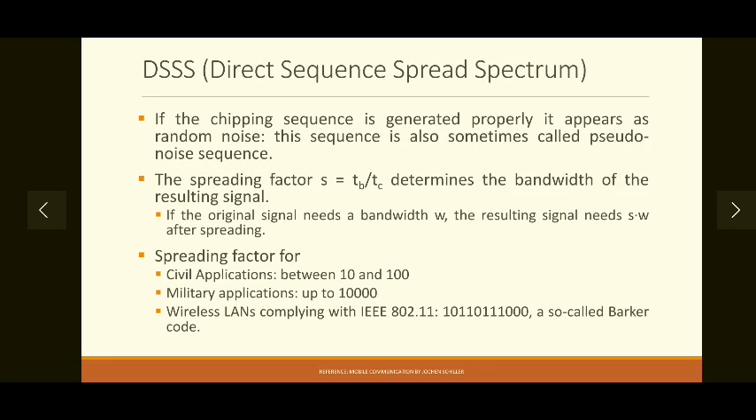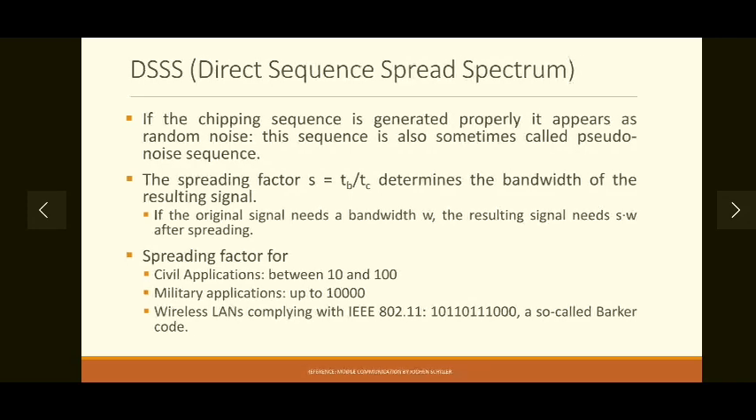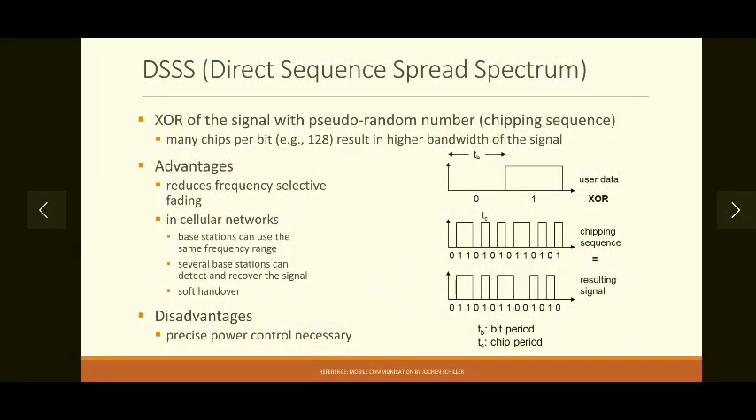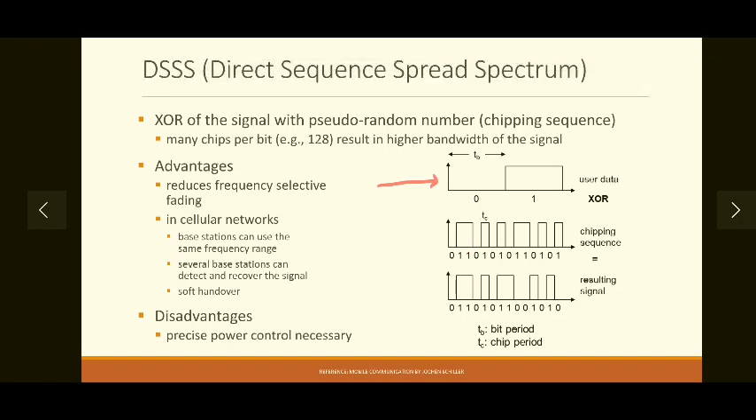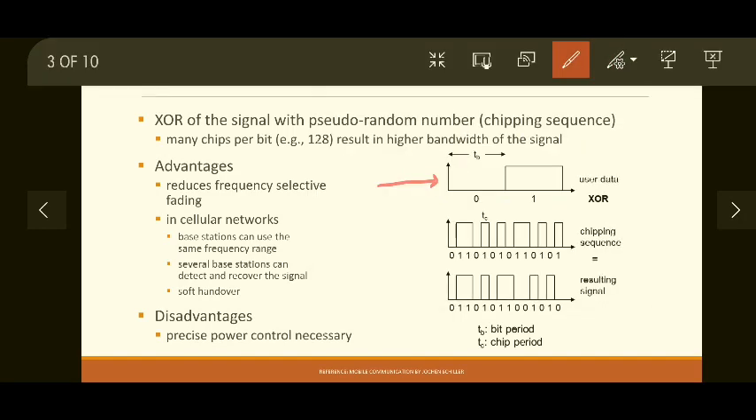Okay, then the spreading factor, that is S, is defined to be TB upon TC. It determines the bandwidth of the resulting signal. What is TB and TC? As you can see in this diagram, TB is the bit period, which is shown here and is much larger. A larger bit period means smaller frequency, and TC is the width of a single pulse, or the period of a single chipping bit, as shown here, TC.